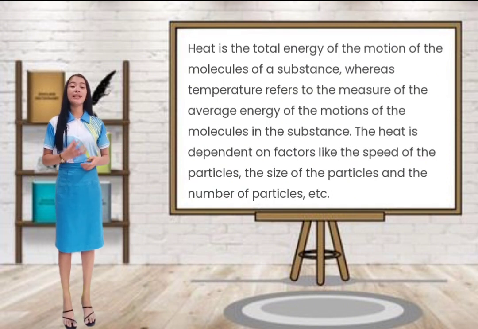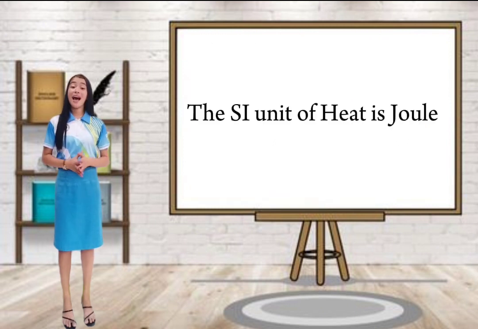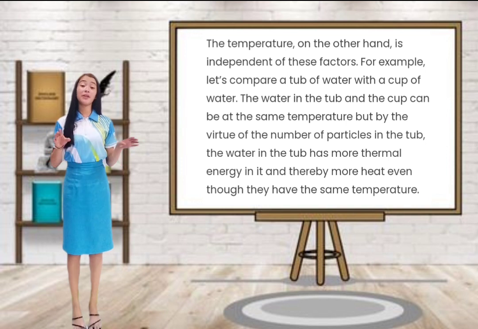Heat is the total energy of the motion of the molecules of a substance, whereas temperature refers to the measure of the average energy of the motions of the molecules in the substance. Heat is dependent on factors like the speed of the particles, the size of the particles, and the number of particles, etc. The SI unit, or the Standard International Unit, of heat is the Joule. Temperature, on the other hand, is independent of these factors.